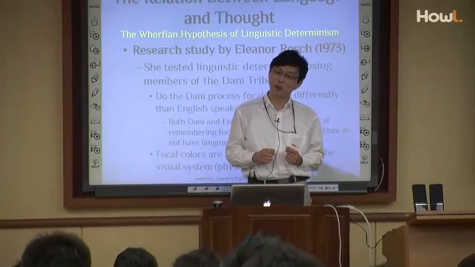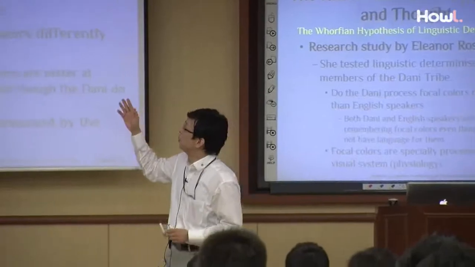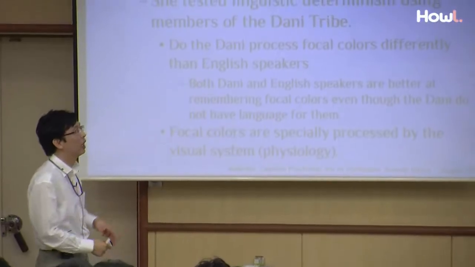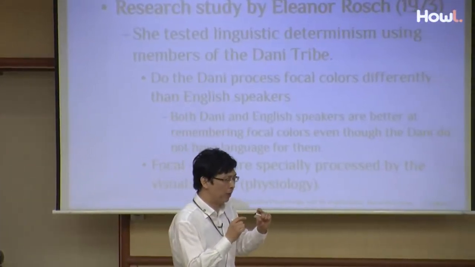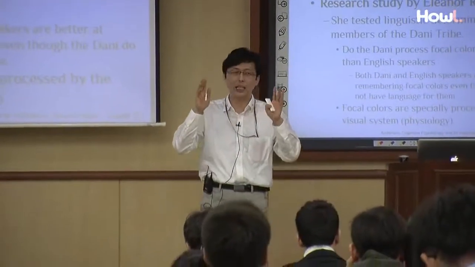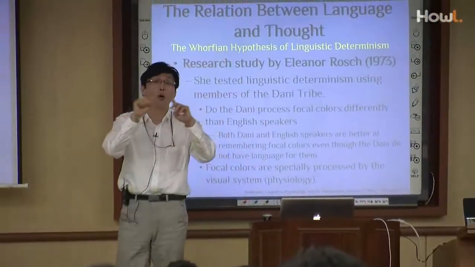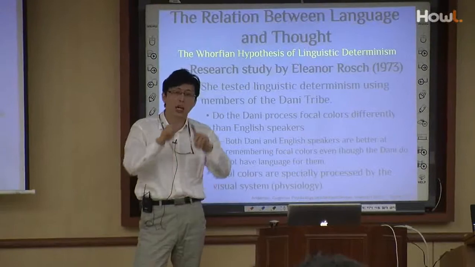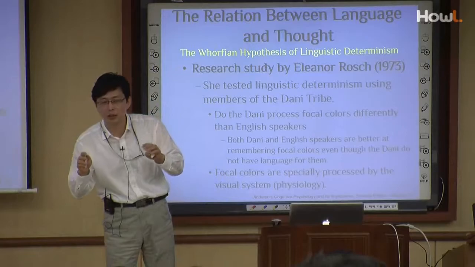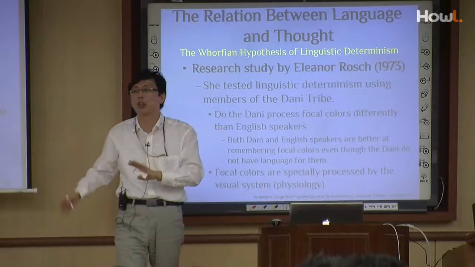But the second experiment has somewhat different outcomes. Same people, Dani people, in 1973, and the experimental procedure is slightly different. How did they do it? They show any color for 5 seconds, and then they have to pick out the color they have just seen out of 160 color codes. They saw any color, like pink, for 5 seconds, and then they have to find the color they have seen out of 160.